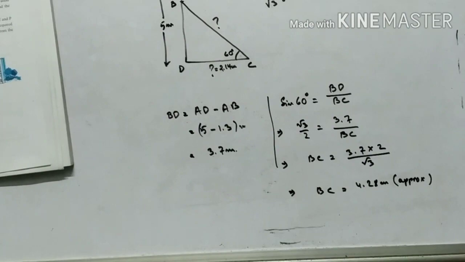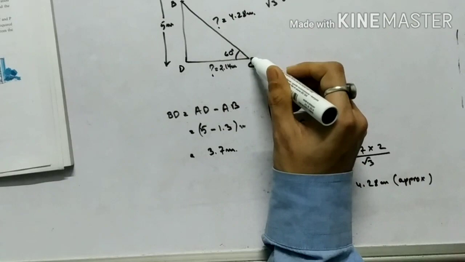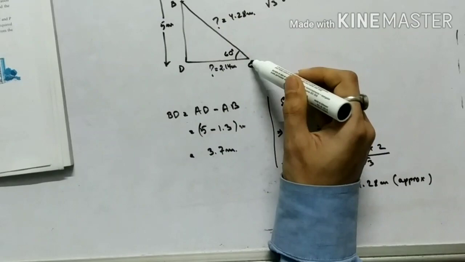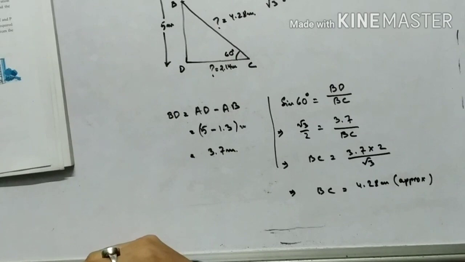So therefore, the length of the ladder is 4.28 meter. And at what point will she have to put the ladder? She will have to put the ladder at a distance of 2.14 meter away from the foot of the tower or foot of the electric pole. And what should be the length of the ladder? The length of the ladder should be 4.28 meter.